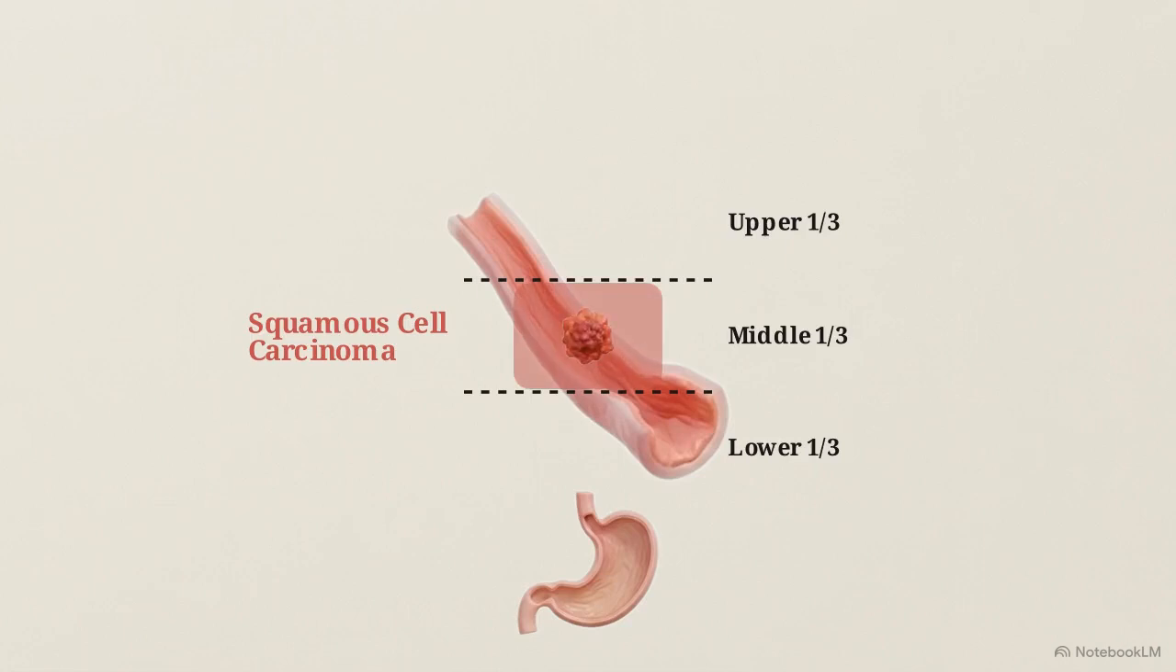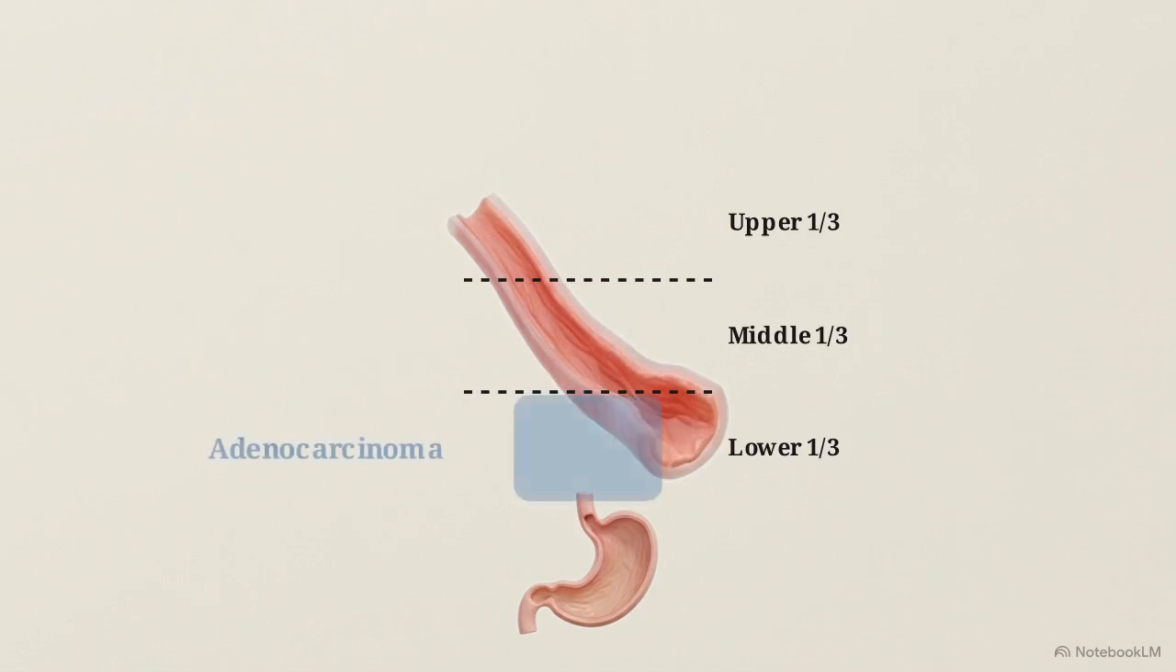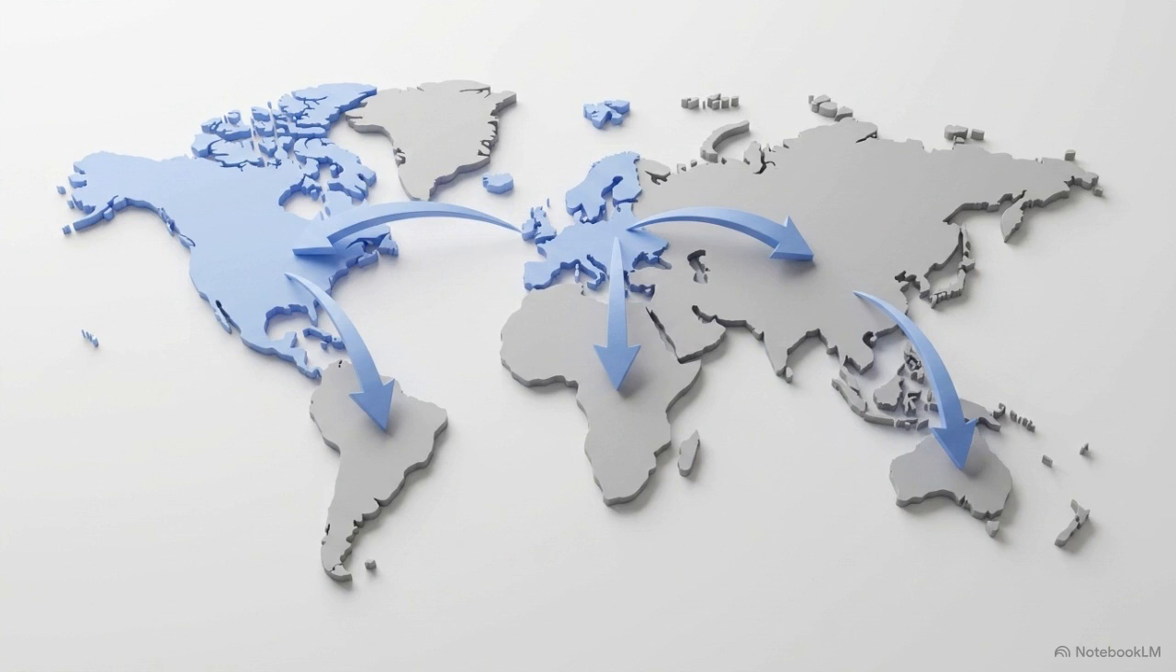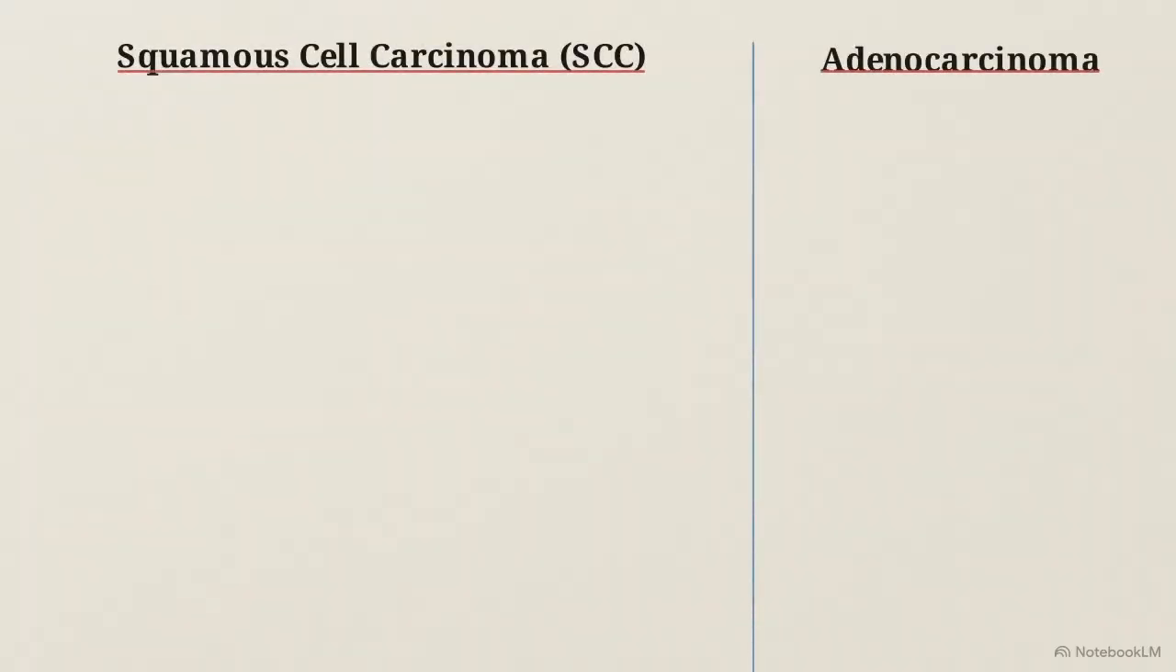Adenocarcinoma presents a completely different epidemiological footprint. It localizes predominantly in the lower one-third of the esophagus. While it has long been the dominant type in the Western world, its incidence is currently climbing in multiple regions globally. This split-screen matrix breaks down exactly why these two cancers present so differently.